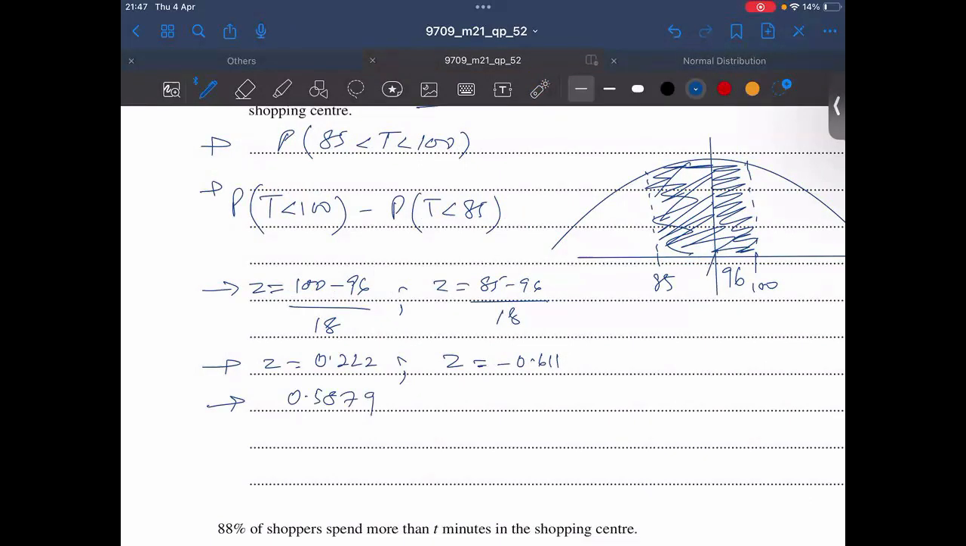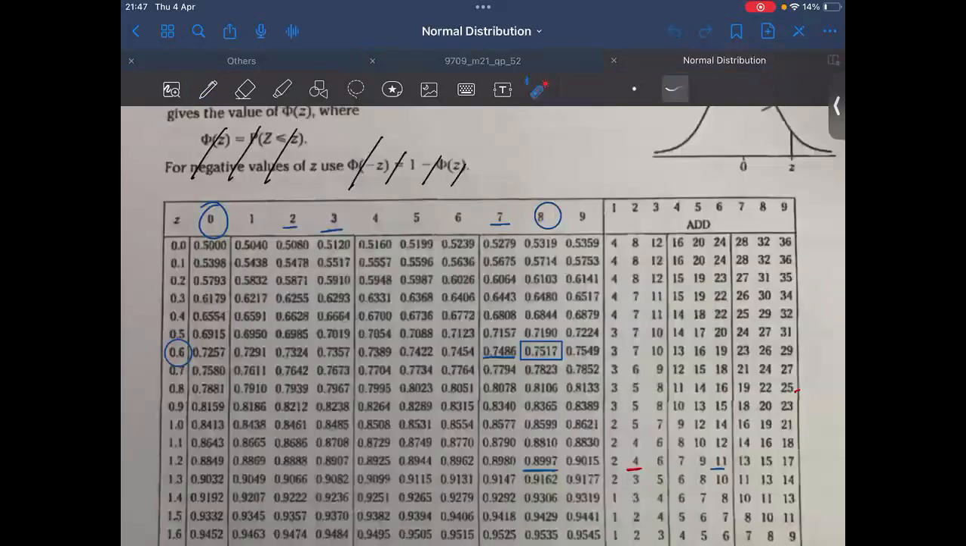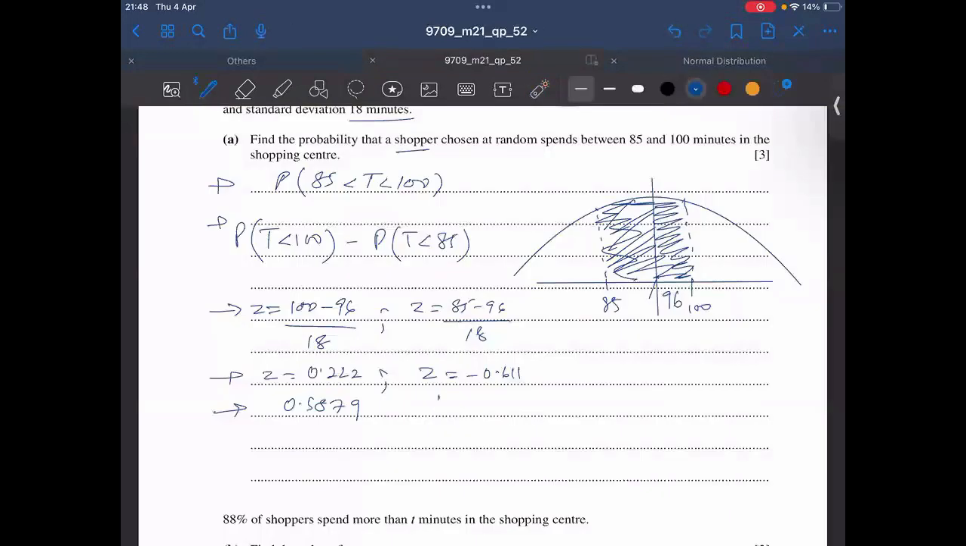And all right. For this 0.611, the value is 0.7294. But I'm going to be subtracting it from 1, 0.7294.